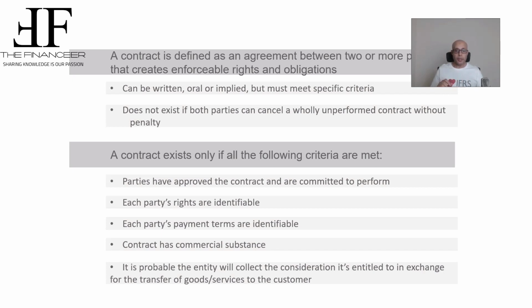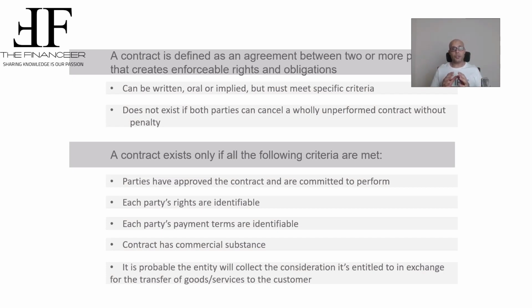The first one is that both of the parties must approve the contract. So the contract must be approved by the two parties. This must be signed. Everyone agrees on everything included in the contract. And both of the parties are committed to perform according to the contract. So the company is committed to perform and to deliver the service and the product to the customer, and the customer is committed to pay to the company the price of these products and services. So this is the first condition.